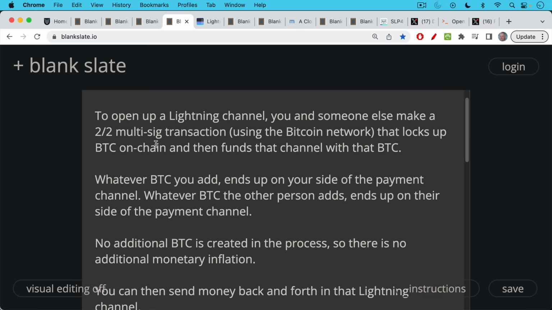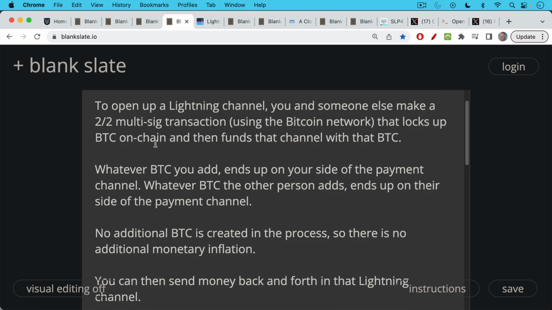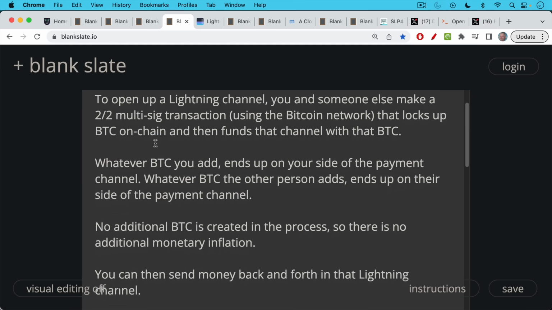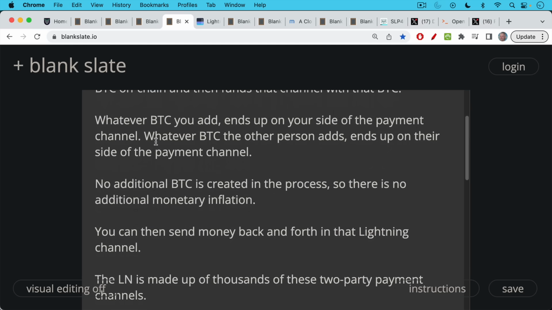It's important to note that no additional Bitcoin is created in the process, so there's no additional monetary inflation. This does not increase the supply of Bitcoin beyond 21 million because you have this locked up Bitcoin sitting on chain that can't be used for anything while it's being used on the Lightning Network. So after you've set up this payment channel, you can then send money back and forth in that Lightning channel, as we saw between Bob and Christina.